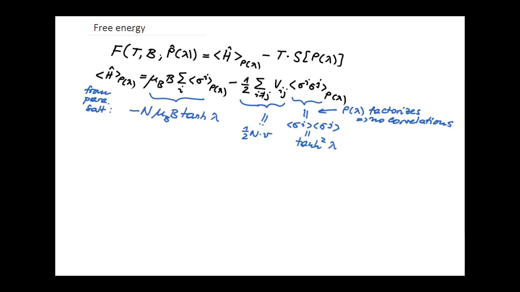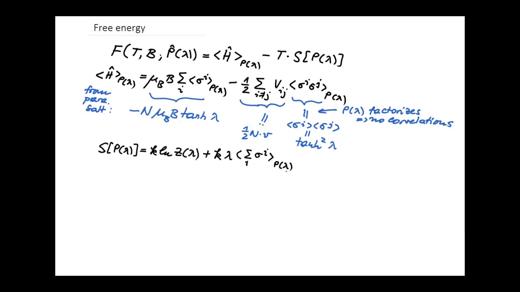Next, let us look at the entropy that features in the formula for the free energy. The entropy of such a mean field state, by our general framework, is k times the log of the partition function of lambda plus k times the Lagrange parameter lambda times the expectation value of the associated observable. This is here the sum over i of sigma i in the state rho of lambda.